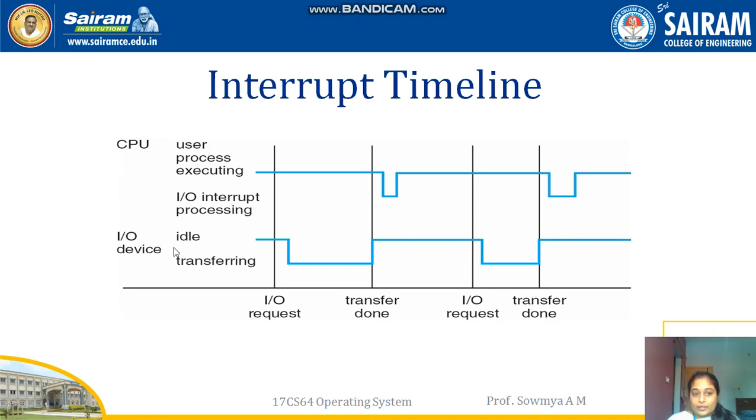So if at all the input device gives an input output request, based on the request, transmission of data will be done. Once the transmission of data starts, till the transfer is done, it will be in the transferring state, and user process execution will be happening till the next interrupt is generated. Based on that, the interrupt timeline moves.